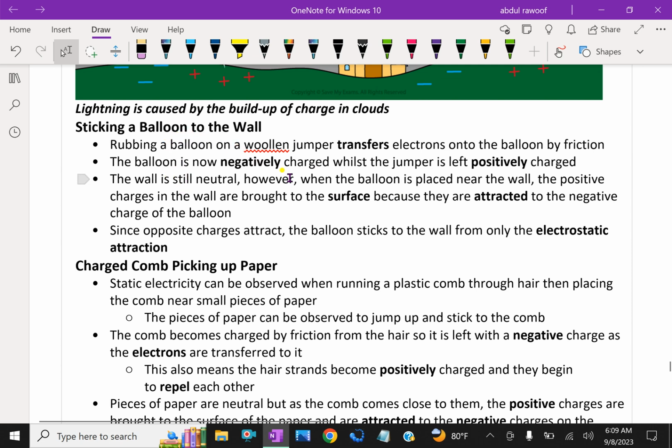Sticking a balloon on a wall. Suppose rubbing a balloon on a woolen jumper transfers electrons onto the balloon by friction. Then the balloon becomes negatively charged, whilst the jumper is left positively charged because it loses electrons. The wall is still neutral. However, when the balloon is placed near the wall, the positive charges in the wall are brought to the surface because they are attracted to the negative charge of the balloon. Since opposite charges attract, the balloon sticks to the wall from only the electrostatic attraction.